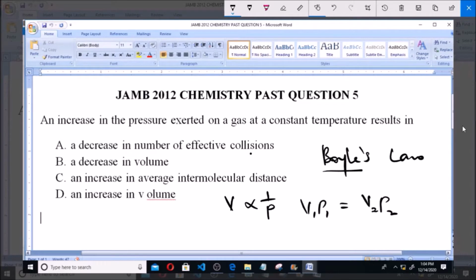So therefore, an increase in pressure, like I said, will lead towards a decrease in volume. When it's an increase in pressure, it will result in a decrease in volume. And when it's a decrease in pressure, that will result in what? An increase in volume, because they are inversely related according to Boyle. So the answer to this question is actually a decrease in volume.